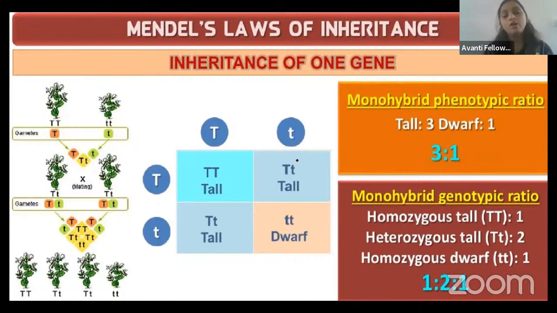Right, guys? Then what is the genotypic ratio? Phenotypic ratio is 3:1. What is the genotypic ratio? That is different. That is 1:2:1. Always remember, guys. Okay. In the Mendelian F2 generation, the genotypic ratio is 1:2:1.